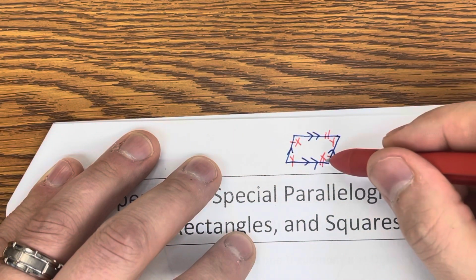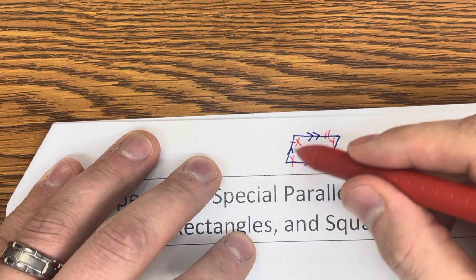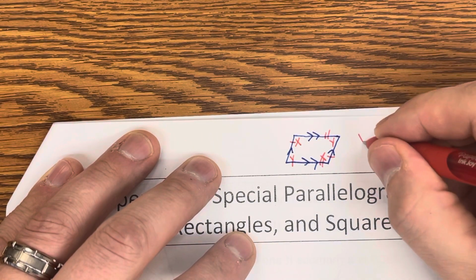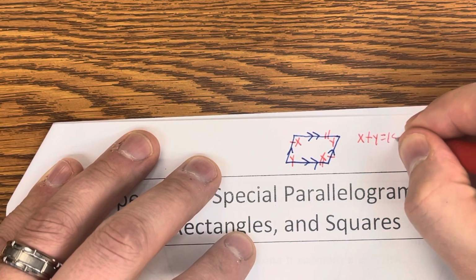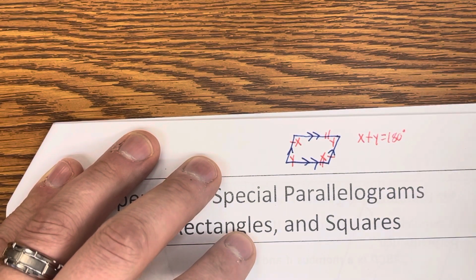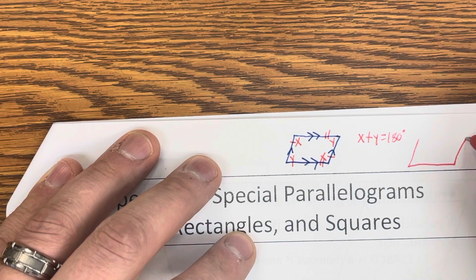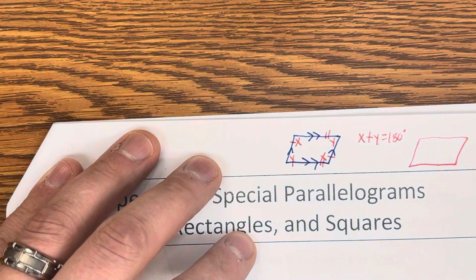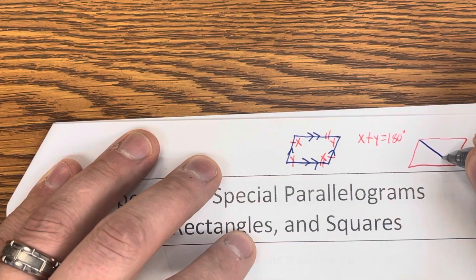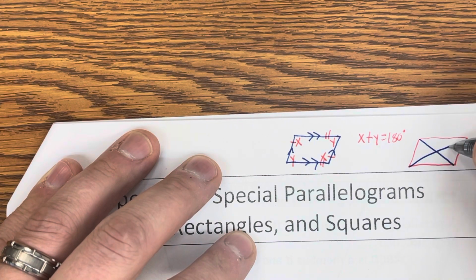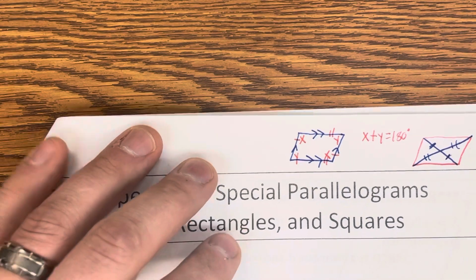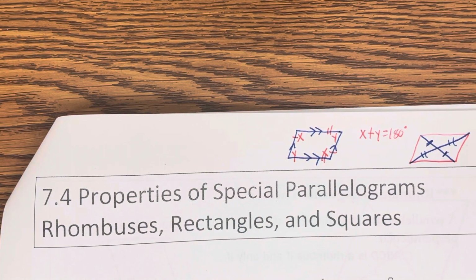We also know that the consecutive angles inside share a side. Those two have to add up to 180. So x plus y is equal to 180 degrees. They are supplementary. The final piece is if it's a parallelogram, then the diagonals bisect each other. So these two diagonals will cut each other in half. This piece is the same length as this one, and these two are the same length. So those were all the characteristics of a parallelogram.